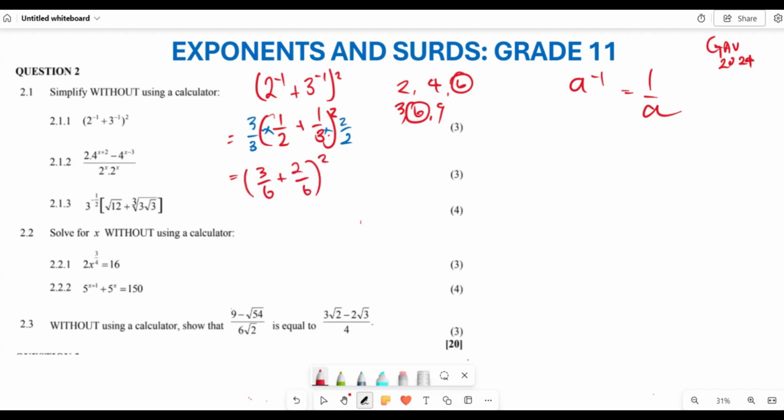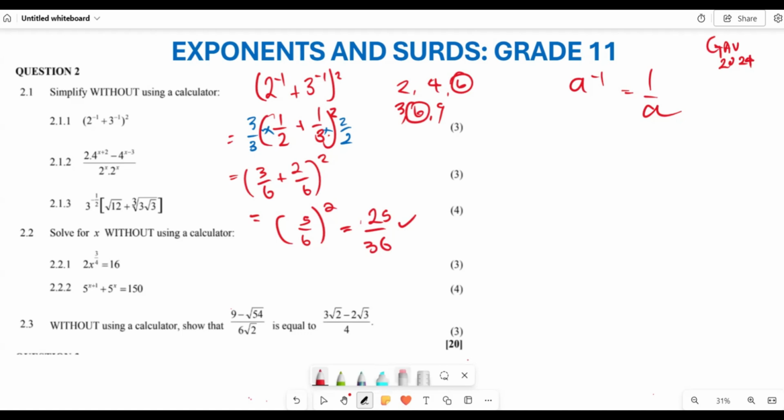All of this is squared. Now that the denominators are the same, we can add them, so we write everything under one denominator, 6. 3 plus 2 gives me 5. Look at me, I'm already thinking about the answer. This is squared. Now, what is 5 squared? It is going to be 25. And what is 6 squared? This is going to be 36. So this is how we go about doing this question.